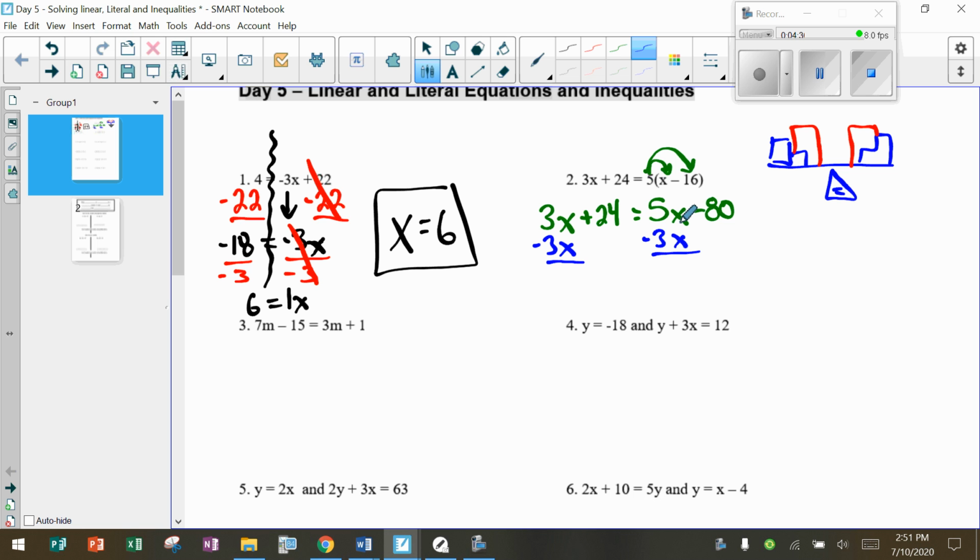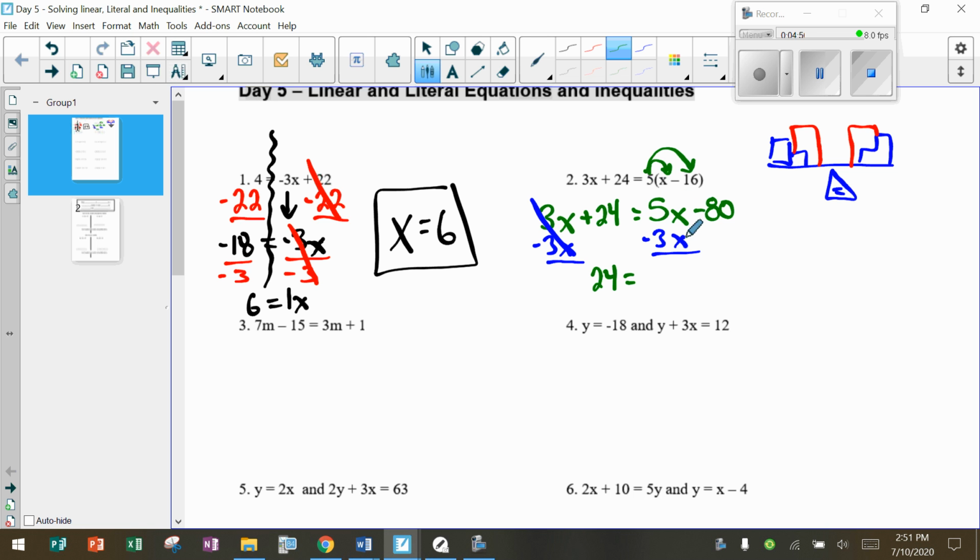It doesn't matter which one you move, but that's just the way I do it. So this 3x has no symbol in front of it. That means it's automatically a positive 3x, and the opposite of positive 3x would be a negative 3x. They cancel and go to 0, leaving just 24 on the left-hand side.